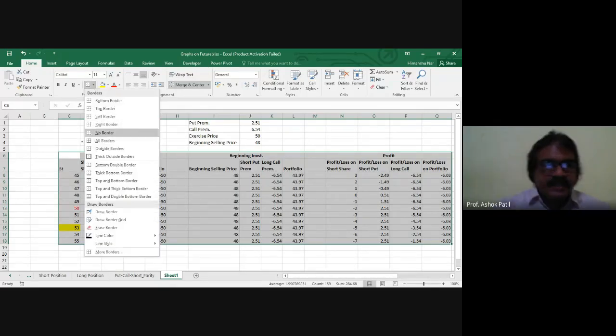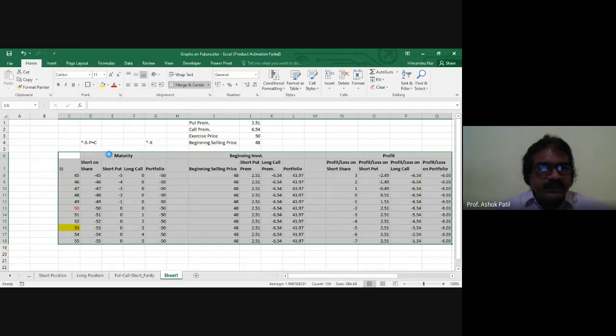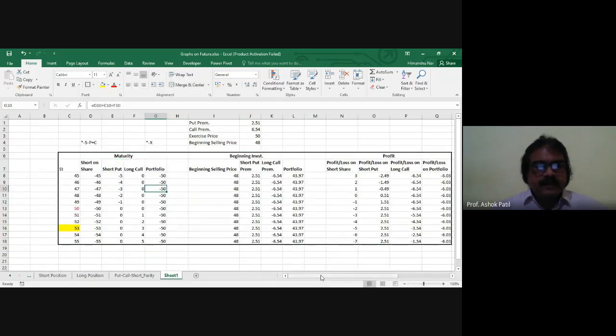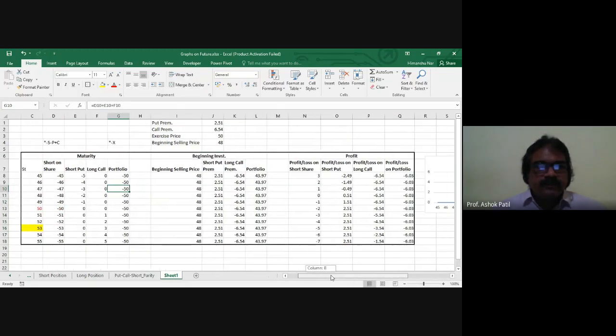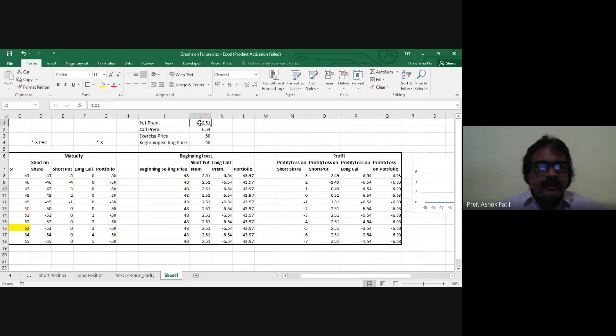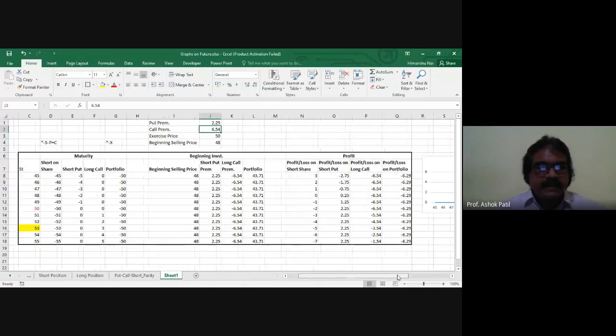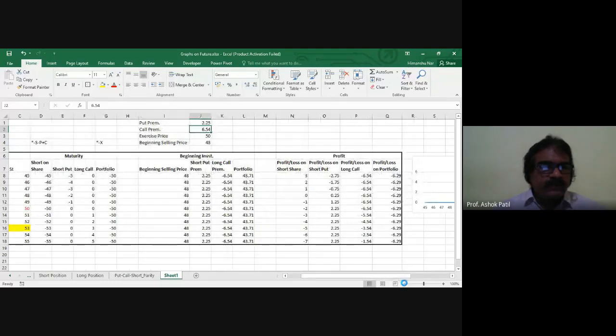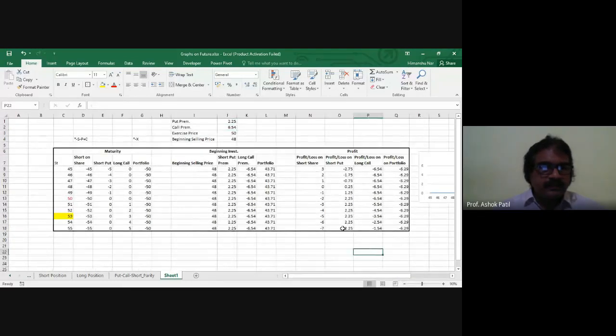So now let's check. Let's change now. Put premium from 2.5 to 2.25. Now you can see what is happening. Your portfolio investment in the beginning is now 43.71, but your payment at the maturity is not changing. You change anything, your payment is not changing.